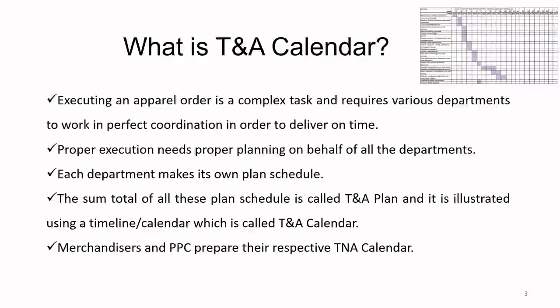Production planning and control are least bothered about the samples and other things. They are only bothered about on which date the production people are going to get the fabric and accessories and all the approved samples and the approval to go ahead with the bulk production. So the production planning and control will make its own TNA calendar, which is only going to be about the production and other activities.